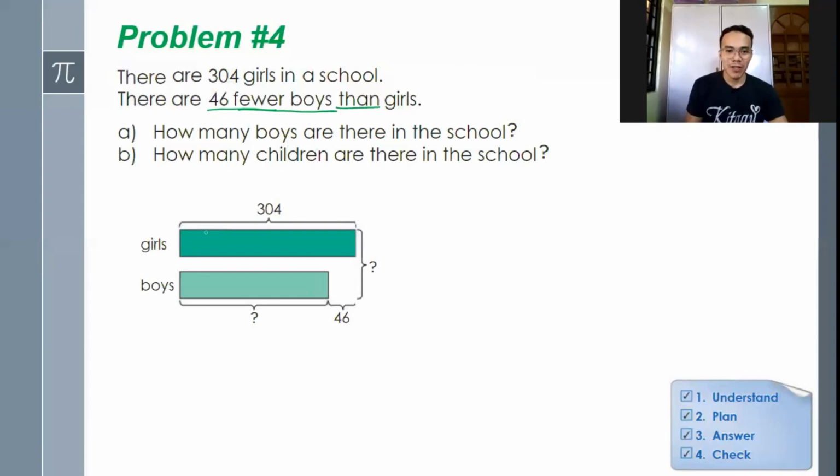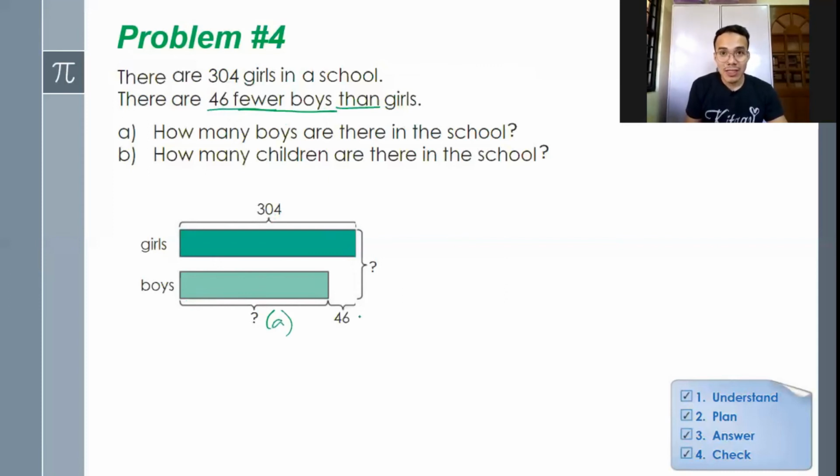We have the number of girls and the number of boys. It's also important to determine which bar is longer. It should be the bar representing the number of girls. And the number of boys is shorter because it says here 46 fewer boys. Okay, there are 304 girls and the number of boys is question mark because we don't know yet the number of boys. This is question letter A.